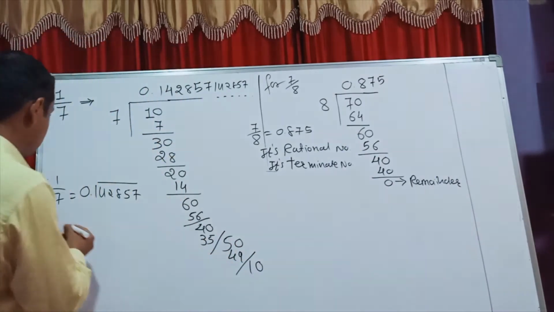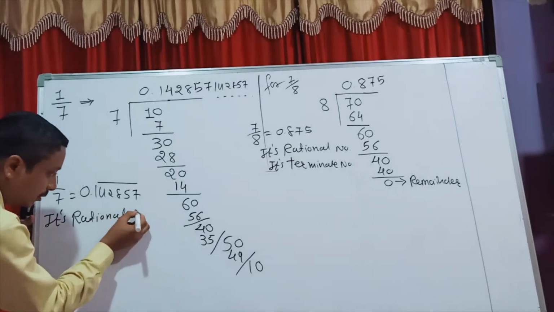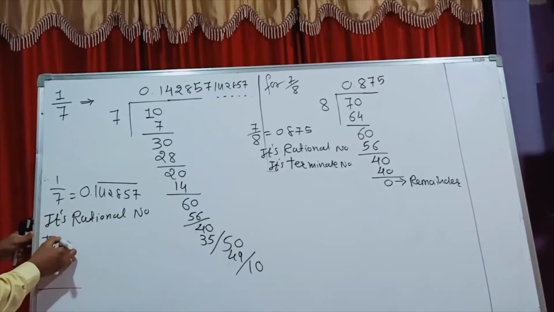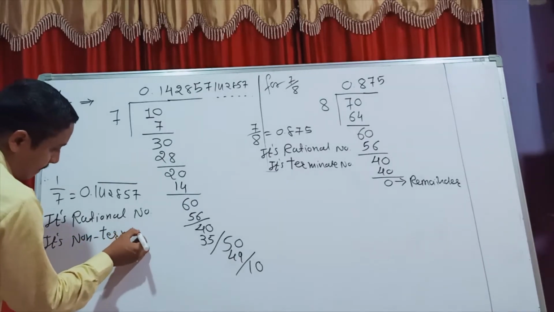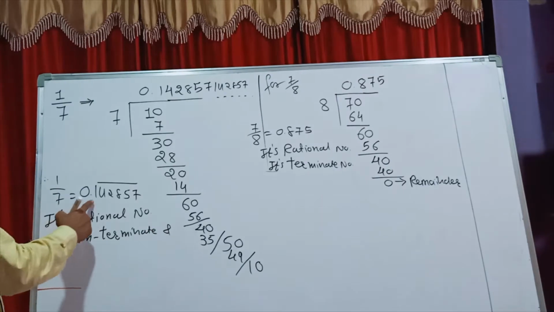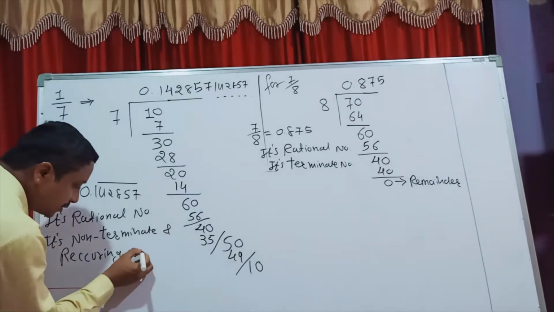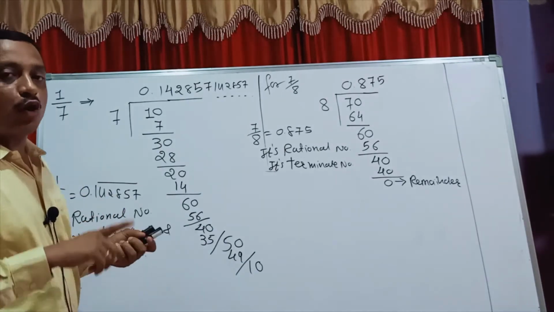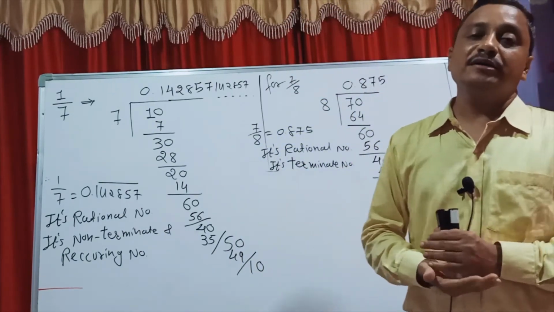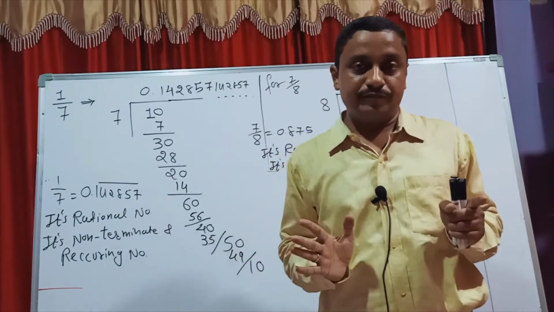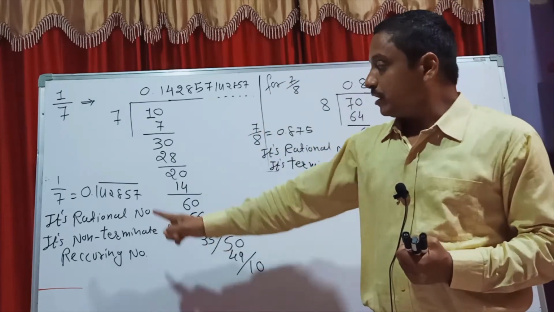So this kind of answer is also a rational number, and it is non-terminating and recurring. Yes students, if your numbers are non-terminating and non-recurring, then you can call it an irrational number. This is a different number, and here I am explaining the rational numbers.